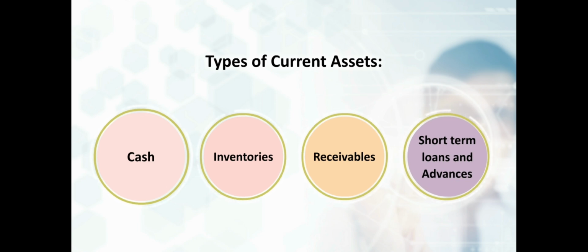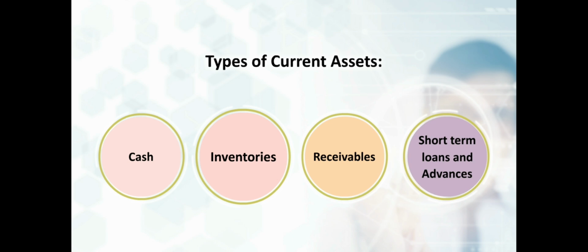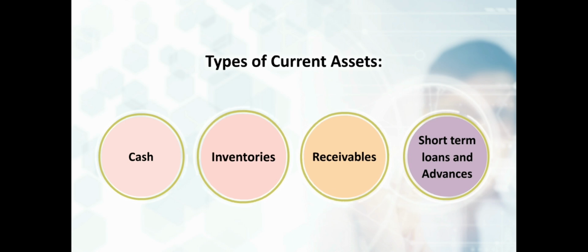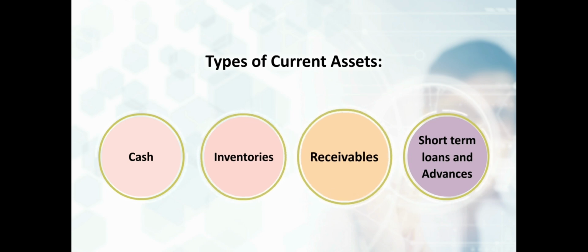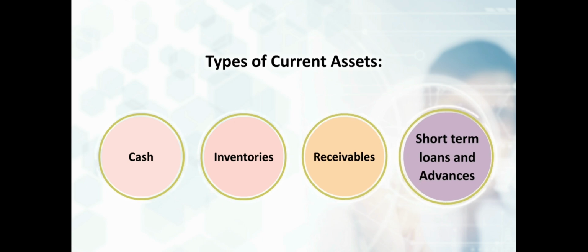Cash is the amount held in bank accounts by the business at the end of the financial period. Inventories is the value of raw materials held, work in process, and finished goods held by the business. Receivables are the amounts due to the business from its clients or customers to whom goods or services have already been provided. These are typically sales made on credit. Short-term loans and advances are loans and advances given to other entities like suppliers, which are due within 1 year.